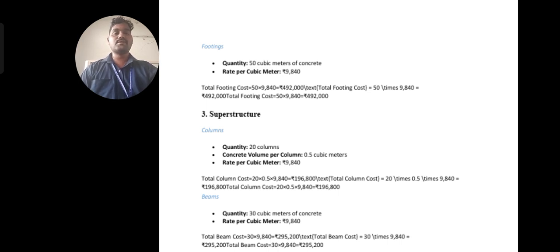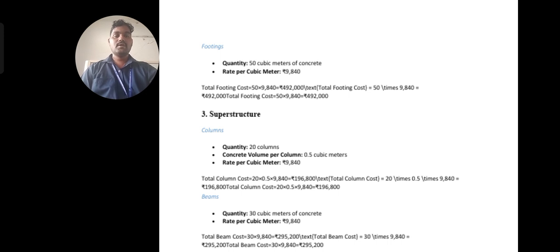And the next one is the superstructure. In the superstructure, there is an example given: the quantity is 20 columns, and the concrete volume for each column is specified as 0.5 cubic meters, and the rate is also given, 9,840 rupees per 1 cubic meter of concrete. So how can we calculate? 20 columns, therefore 20 into 0.5, there is 10 cubic meters of concrete needed, and then finally you multiply 10 into 9,840, so you get 98,400 rupees of cost.